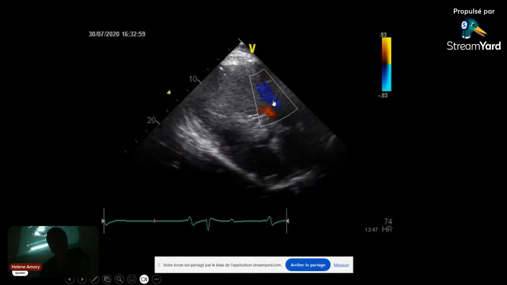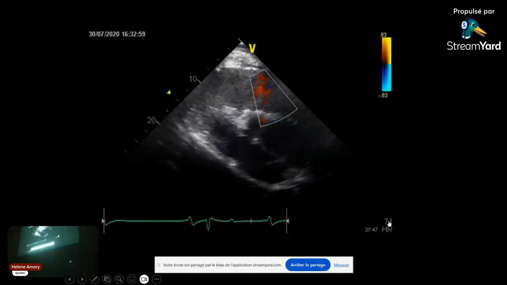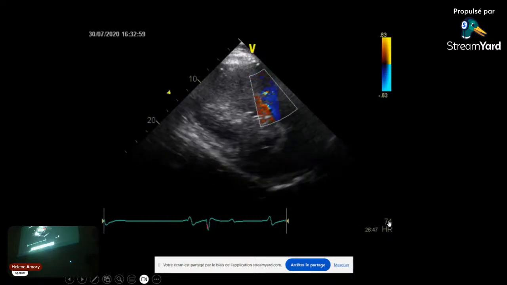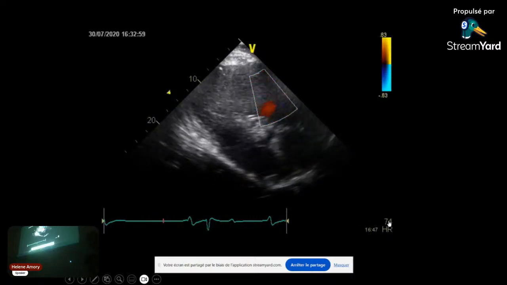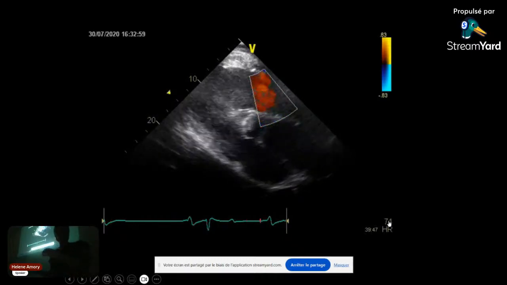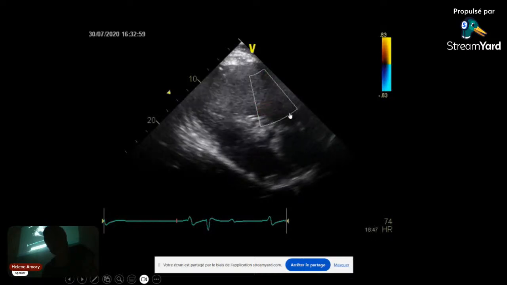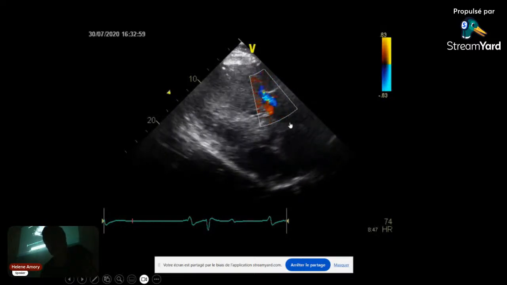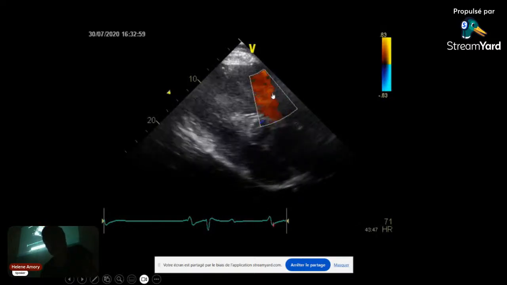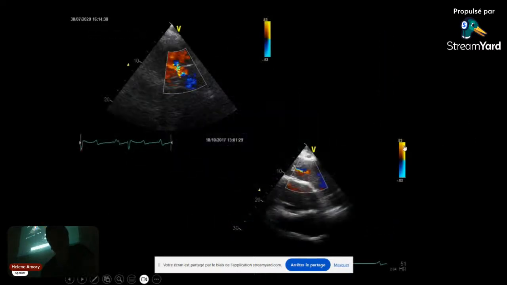Okay, and I do the tricuspid flow, and indeed I have a tricuspid insufficiency, not very severe, but it's there, and that's most likely the origin of the murmur. Okay, you see it? The regurgitant flow is here. Not very, very important.